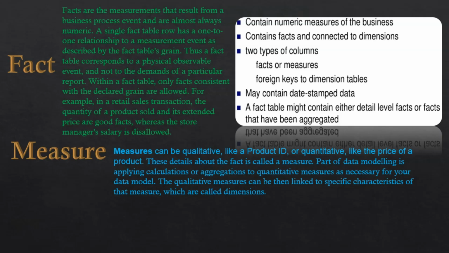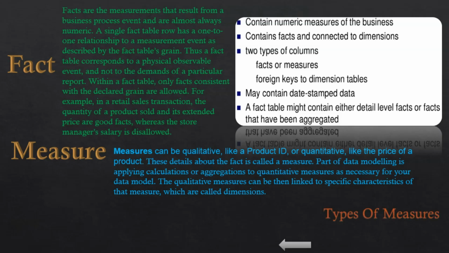Remember guys, what is a fact table? Combination of foreign key and measures. What is a measure? This is a measure. Part of data modeling is applying calculations or aggregations to quantitative measures as necessary for the data model. The qualitative measures can then be linked to specific characteristics of the measures, which are called dimensions. So friends, I hope we are able to draw an imaginary line where we are moving from a measure inside a fact through a foreign key inside a dimension table. So this is how the traversing between facts and dimension tables actually happens.